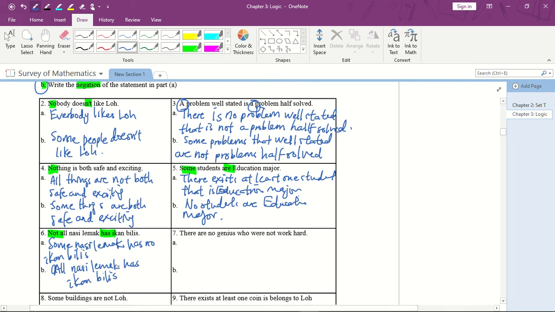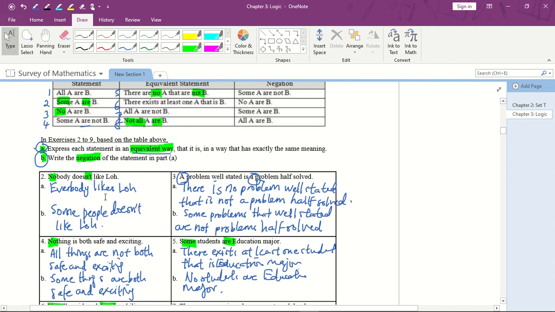And now we look at the next question here. There are no genius who will not work hard. Okay, I believe you get something. And let's try to look at the statement here. So try to think. There are no genius who will not work hard. So which statement is this?